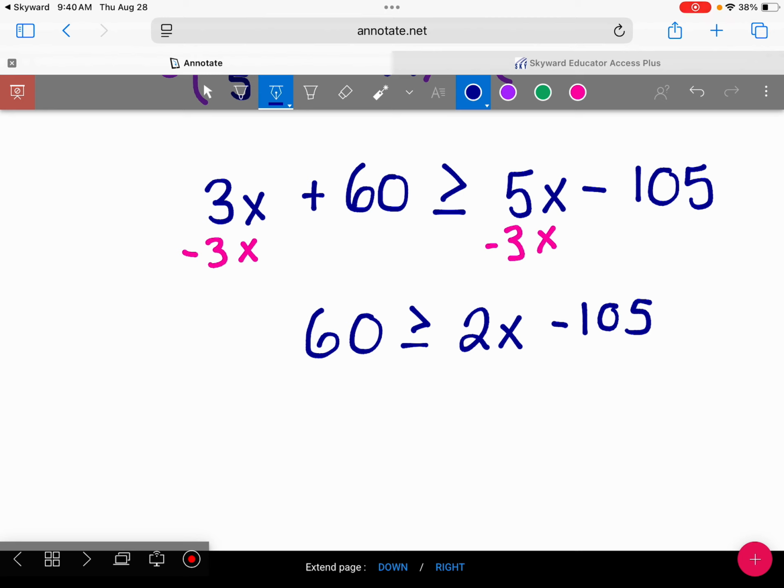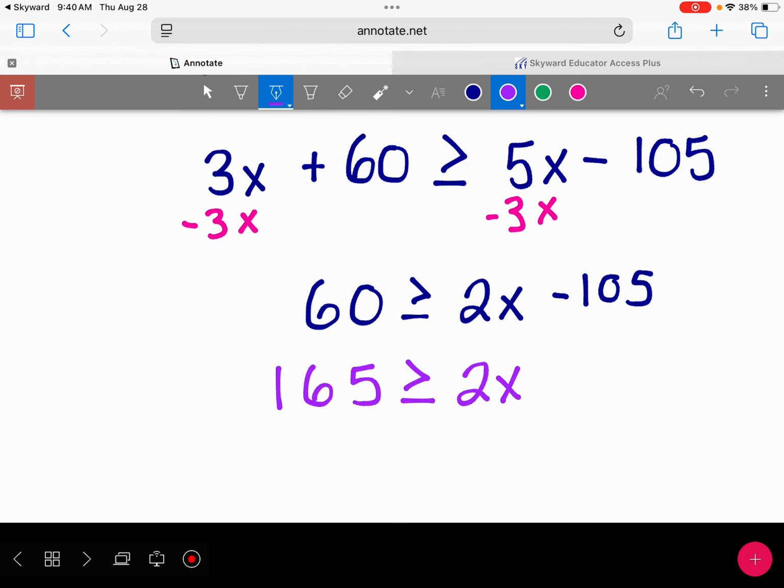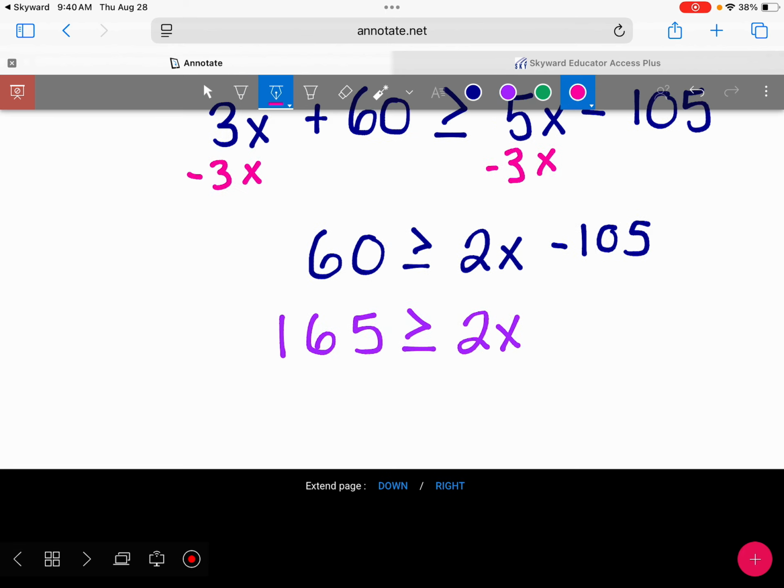What are we going to do next? Add the 105. So then we're going to get our 165, which is greater than or equal to 2x. So what's x going to be? 82.5. Yeah, 82.5 or 165 over 2. And our sign didn't change because we multiplied by a positive number.